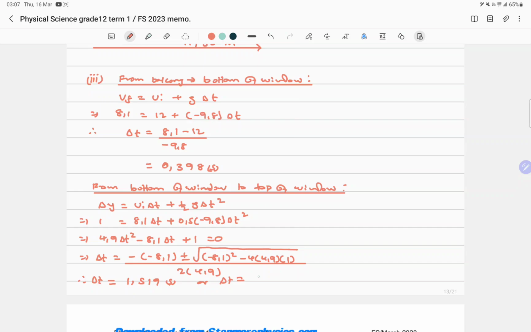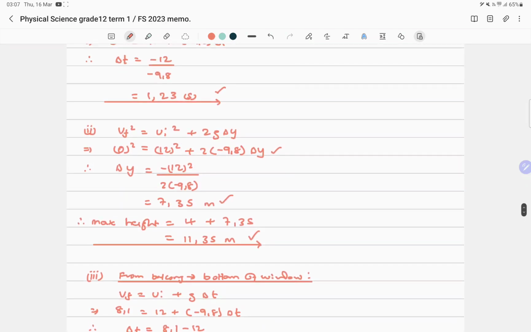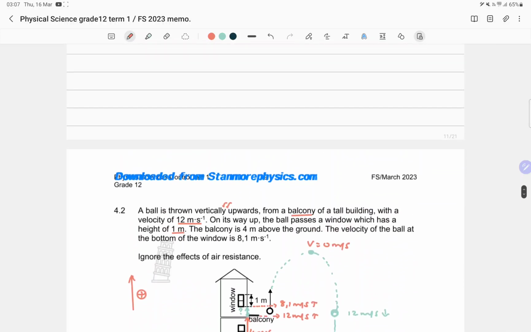Oh, this one is giving us 0.134 seconds. Now these are both positive, so which one do we choose? Because now we've got to choose. Now we're in trouble, are we not? Okay, let's have a look.